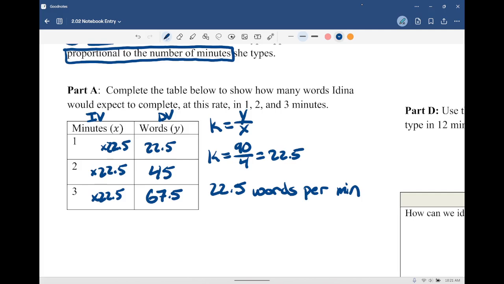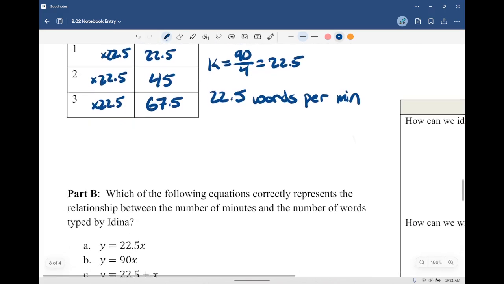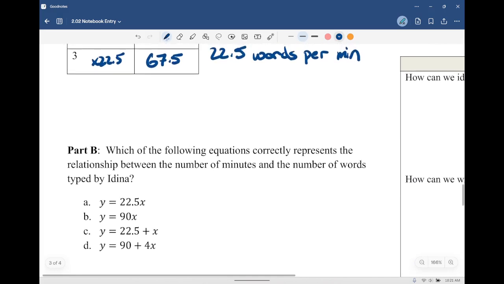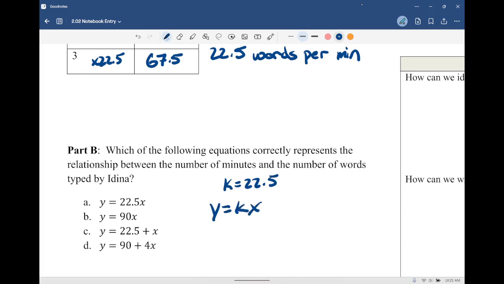Okay, well, I want to take this one step further because you can see part B underneath says, what would this actually look like if we wanted the equation? For that, I'm going to shift down. We know that k is 22.5. We also know that these look like y is equal to kx. Raise your hand. Which one matches the information that we know? Janaya. Is it C?